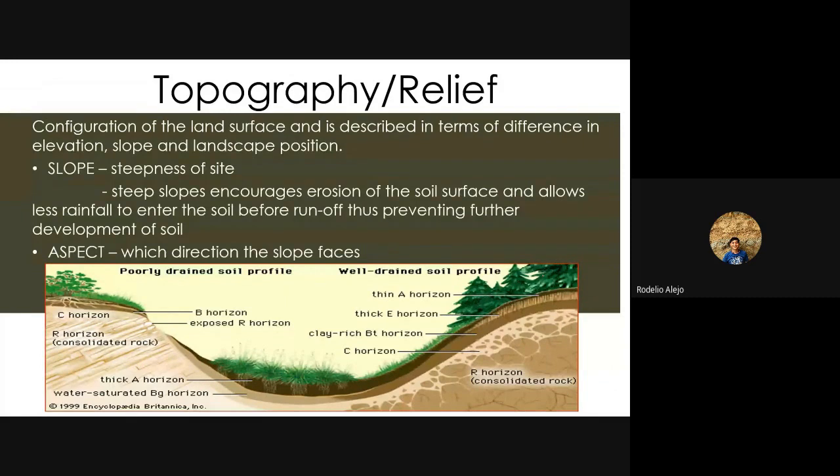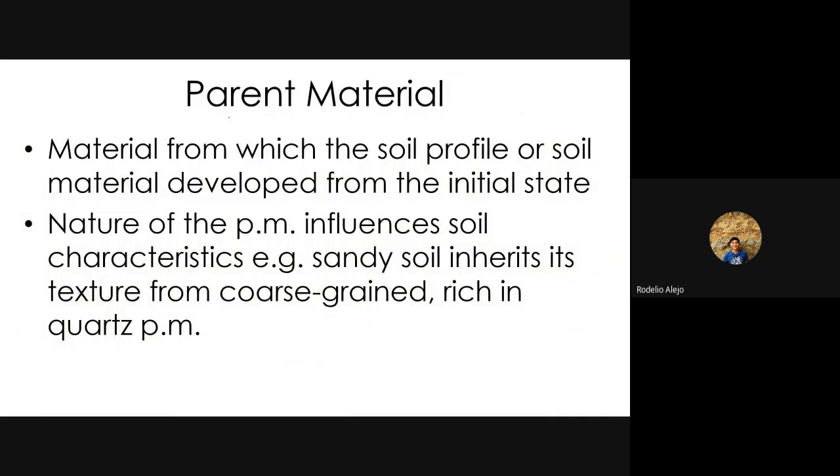Okay, makikita nyo dito, iba yung plants dito, iba din yung plants dito. So that is an example of the effect of organism, which later on I will also discuss. So before that, we have the parent material. So parent material are the source or kung saan nagmula yung lupa natin, specifically the rocks and minerals. So these are material from which the soil profile or material developed from the initial state. So the nature of the parent material influences soil characteristics. Example, sandy soil inherits its texture from a coarse grain rich in quartz. Di ba? Like I said earlier, yung effect ng rocks and minerals natin into the composition of soil natin, if yung rocks natin is coarse-grained, so maaaring maging sandy yung soil natin. Wherein, if our rocks is fine-grained, pwedeng maging clayey yung soil natin.